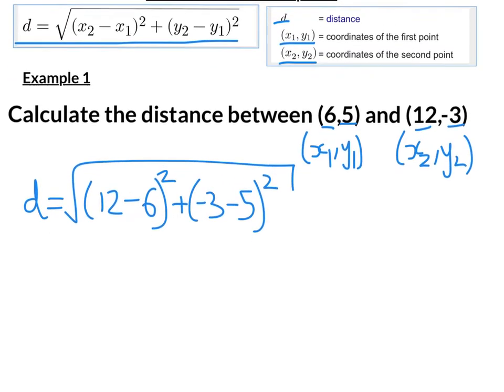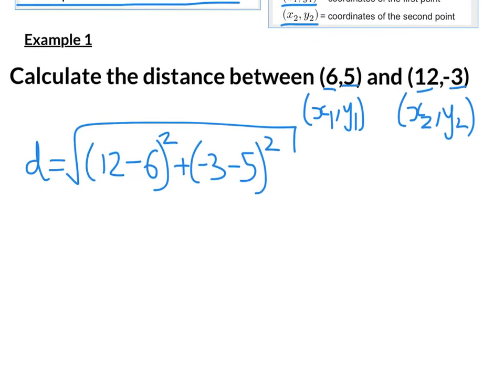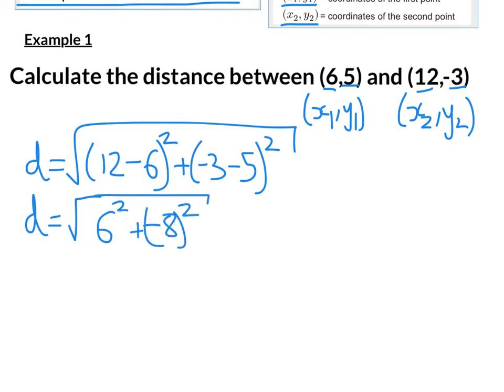So now I need to solve that. So first thing I need to do is deal with what's happening inside the bracket. So I've got 6 squared plus negative 8 squared. Remember the brackets around the negative number. Now we can deal with the squares. We're going to get 36 plus 64.